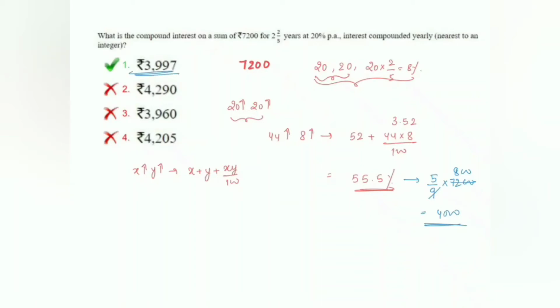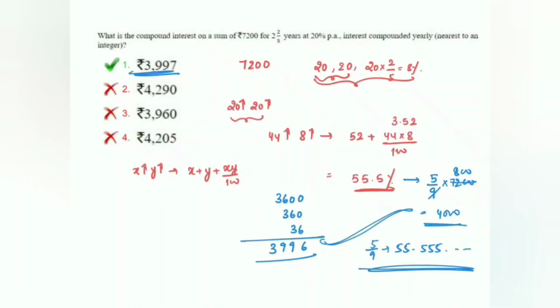Or else if you want to directly find it out, 50% is, I can say, 3600. 5% is 360. 0.5% is 36. Add it, 3996. Why is there a difference of 4? Because actually 5 by 9 stands for 55.555, it goes on. So I have taken a bit extra.